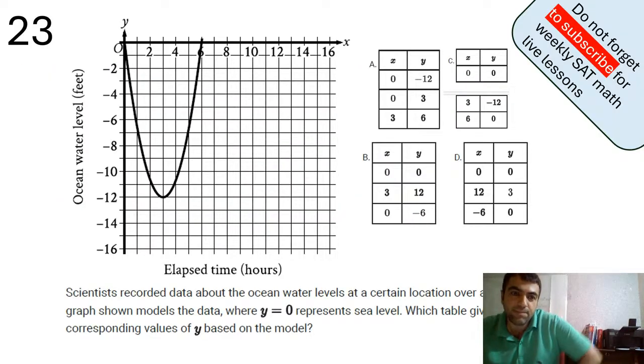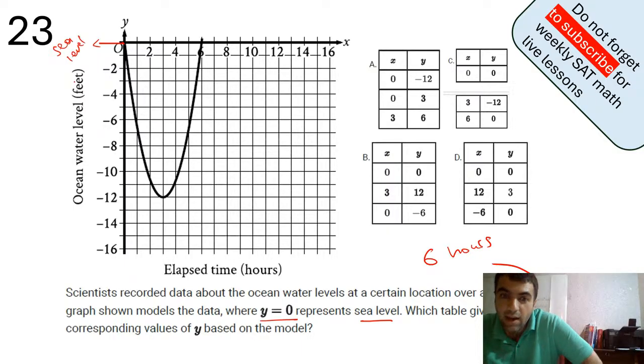The graph question. Let me read for you. Scientists recorded data about the ocean water levels at a certain location over a period of 6 hours. Okay, 6 hours. Let me write here 6 hours. The graph shown models the data where y equal to 0 represents the sea level. This is sea level. Which table gives values of x and their corresponding values of y based on the model?